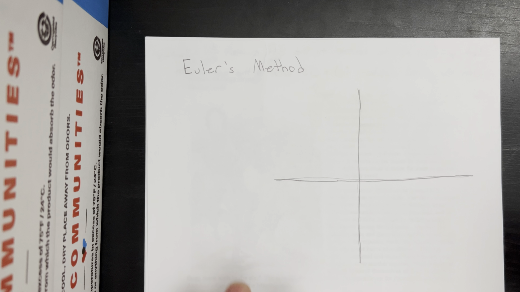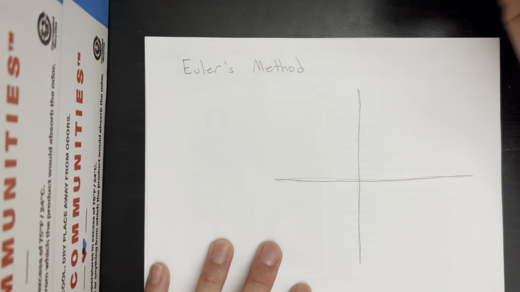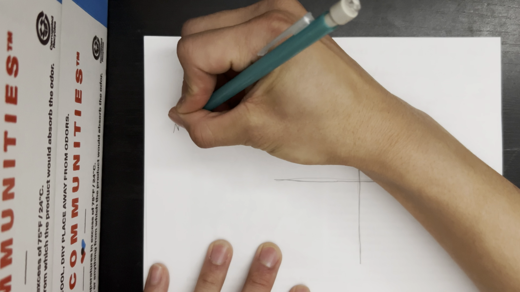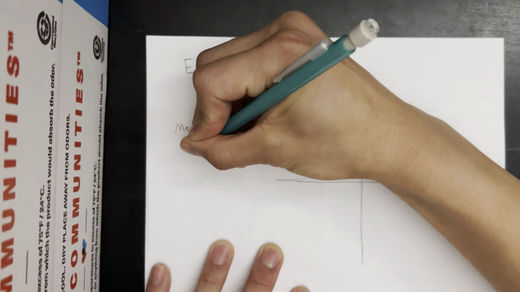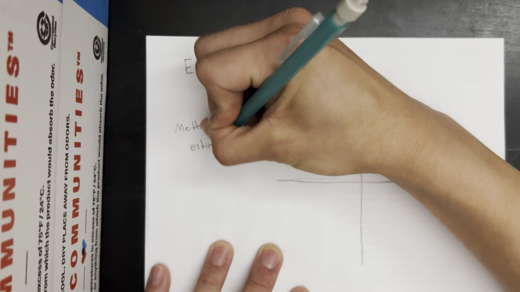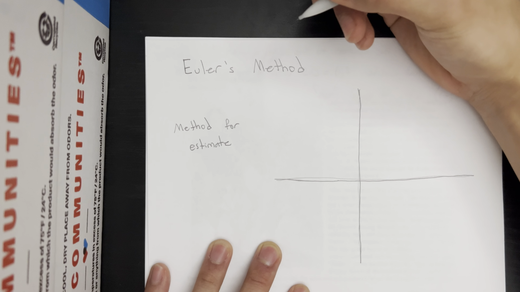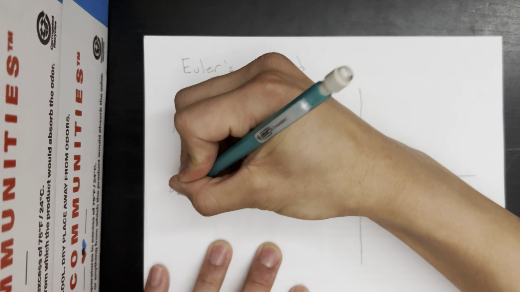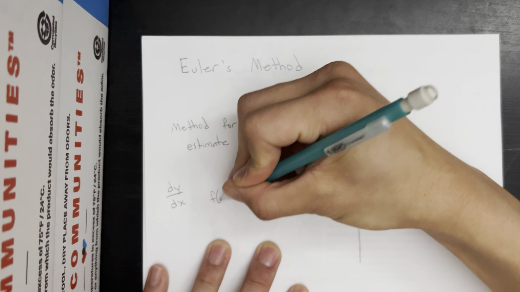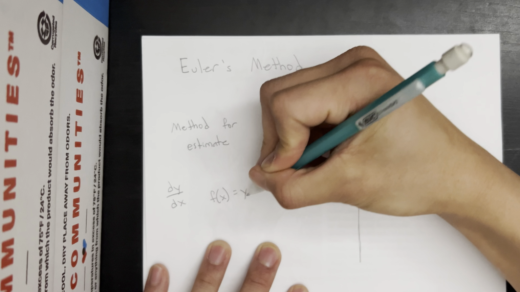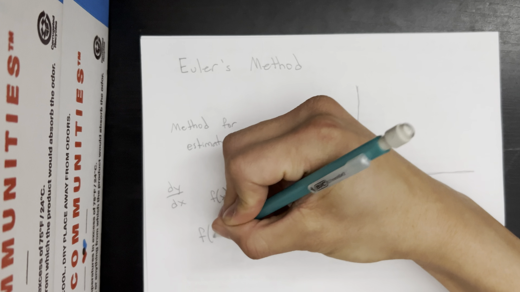Okay, so I'm going to go over the basics of Euler's method. Basically, what you need to know is that this is a method that's used for estimating. All you're doing is estimating a certain point. For all these problems, you're going to be given a differential equation, an initial point, and then a point that you need to find.